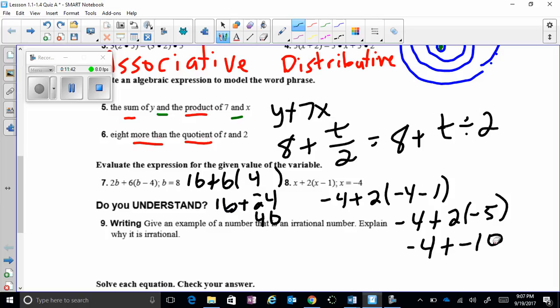So adding a negative is like subtracting. So -4 plus -10 is like subtracting 10. So 10 more to the left, and you got -14.